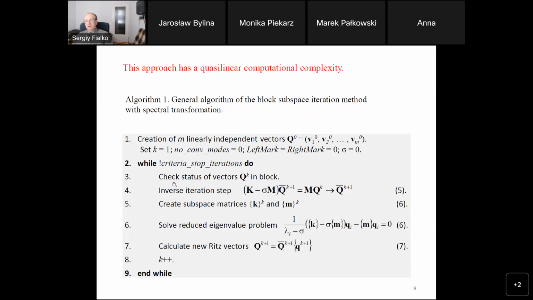On each iteration step, we check the status of vectors in block Q. We make an inverse iteration step. We create subspace projection matrices K and M. We solve the reduced eigenvalue problem on the subspace. And then we make a prolongation of the eigenvectors from the subspace onto the initial space, calculate new Ritz vectors, and pass to the next iteration step.